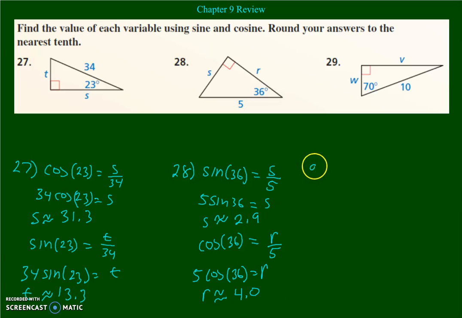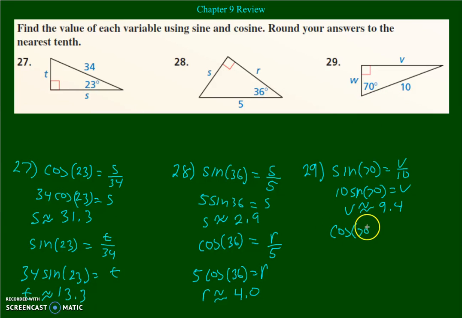Now on to 29, and we're looking for V and W. So SOH gives us V. Sine of 70 equals V over 10. Multiply by 10. 10 sine 70 equals V. V is approximately 9.4, and CAH, cosine is W.